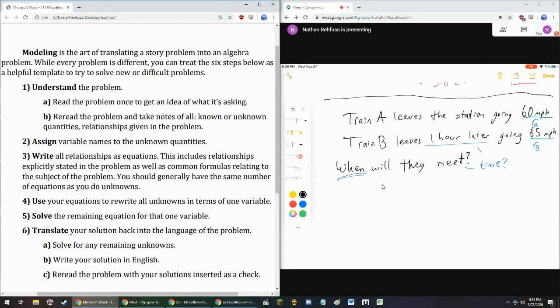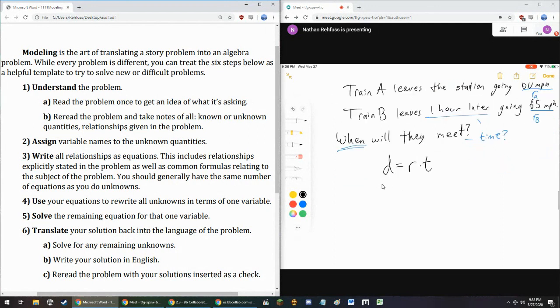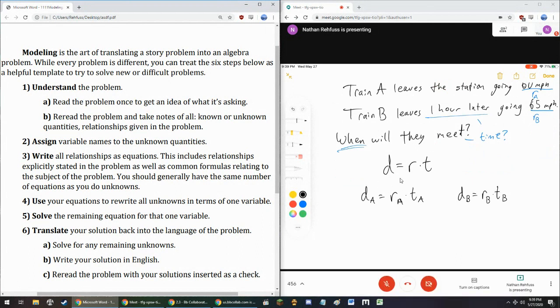The equation, of course, is distance equals rate times time. Yeah? Distance equals rate times time. Okay. Specifically, however far train A goes is its rate times its time, because they have different rates, right? And however far train B goes is its rate times its time. Okay. When will they meet? Okay.